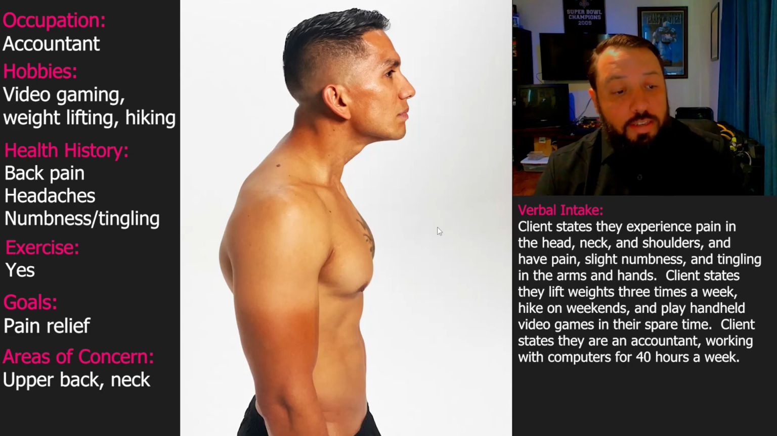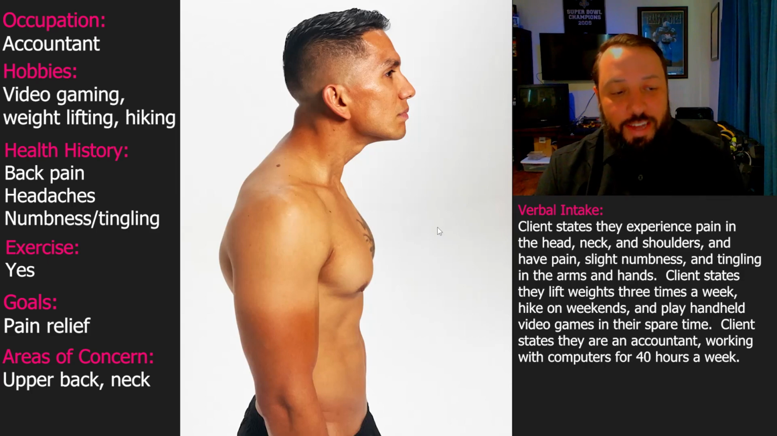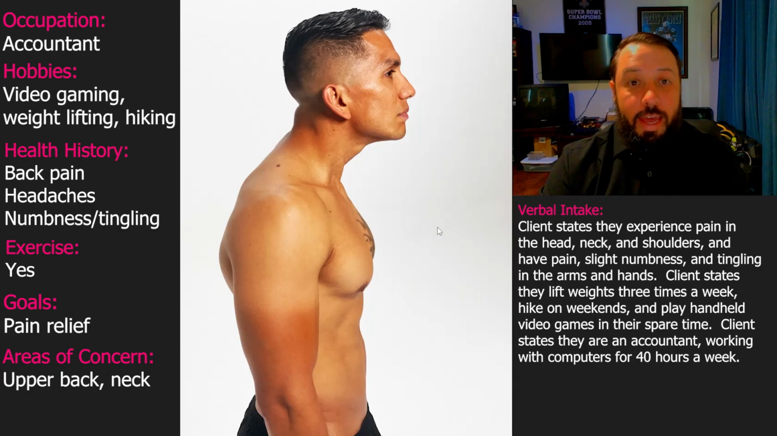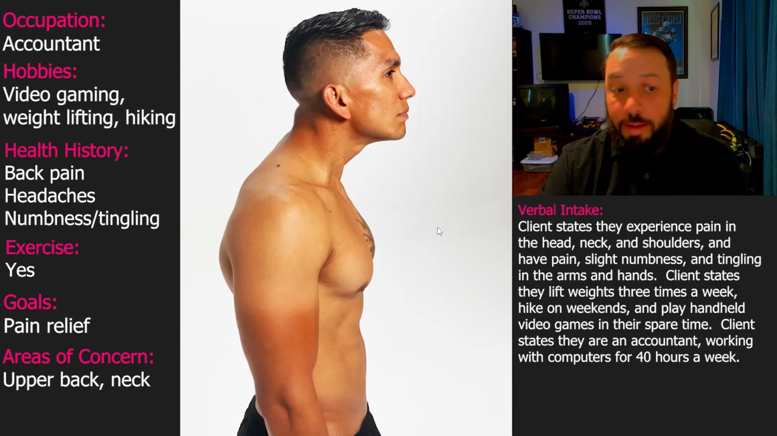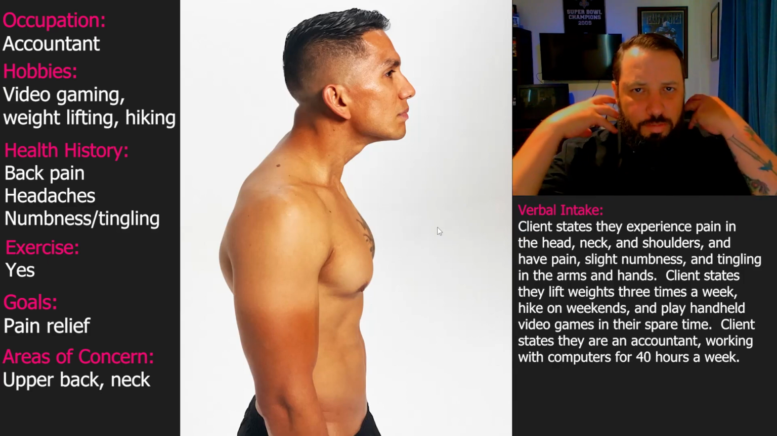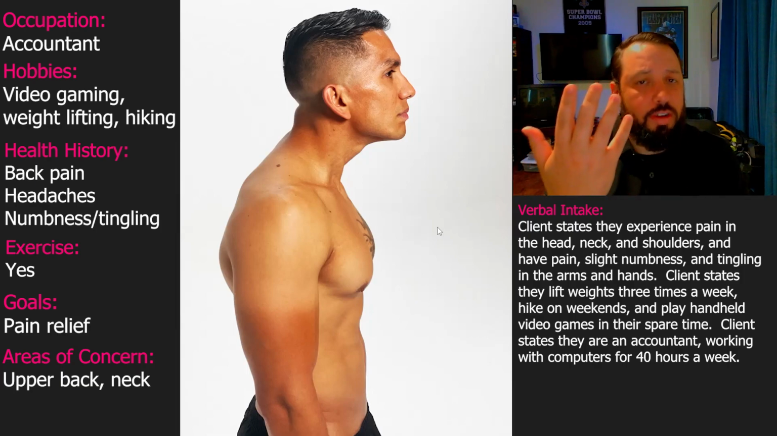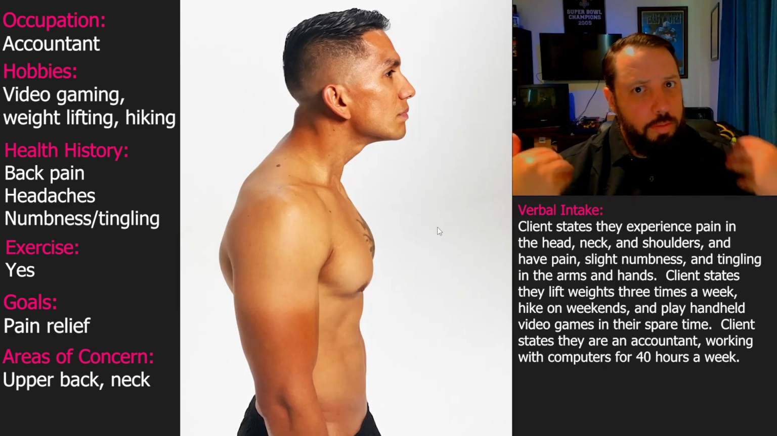Okay, client states they experience pain in the head, neck, and shoulders, and have pain, slight numbness, and tingling in the arms and hands. Okay, so pain in the head, the neck, and the shoulders, and pain, slight numbness, and tingling in the arms and hands. Because there's pain up here, and they have something going on down here in the arms and the hands, the fingers, that tells me there might be some sort of connection.